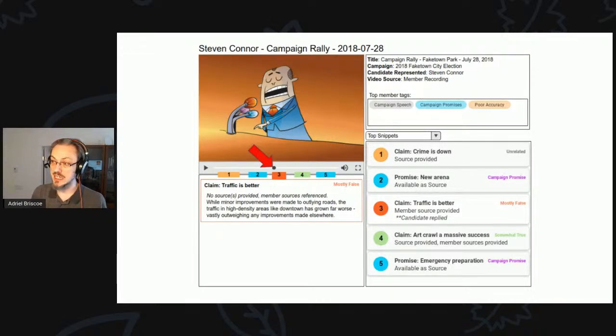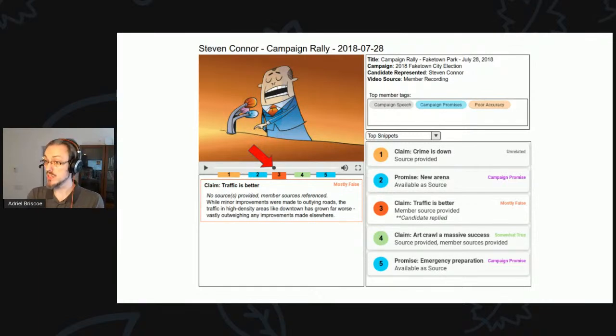Now, not everything in a political speech can be proven true or false. If somebody is making a promise, you can't prove that true or false yet, right? So you can see in the bottom right, it lists the 5 snippets. There's 2 promises. That's number 2 and 5, and then there's 3 claims, numbers 1, 3, and 4. If we look at a promise, so number 2, he's saying in again this campaign rally that he's going to promise that there's going to be a new arena built. Well, if the arena isn't built yet, again, we can't prove that true or false.